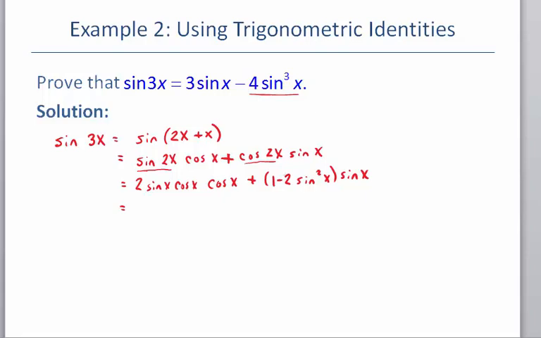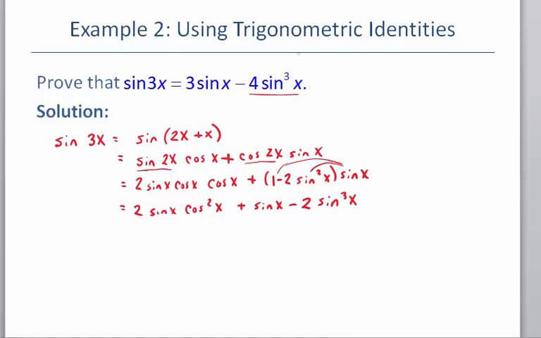We have 2 sine, and we have 2 of the cosines, so I'm going to do cosine squared x. I'm going to go ahead and distribute this sine through this parenthesis. So sine times 1 is going to be sine. And sine times negative 2 sine squared is going to be negative 2 sine cubed. And we can see that cubed coming into play now that we need in the right-hand side.